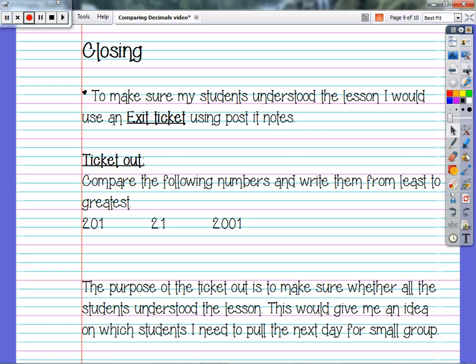This way, as they're walking out the door and handing me their ticket, I'm able to see who understood the lesson and who didn't. And that way, I use that information to create my small groups for the next day. That way, I know which students I need to focus on.